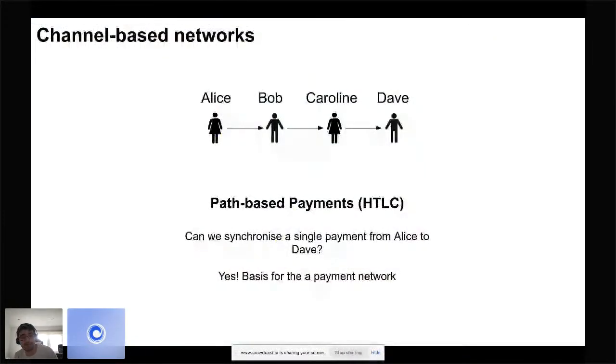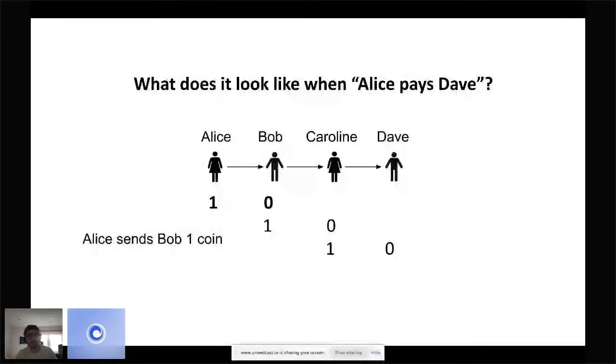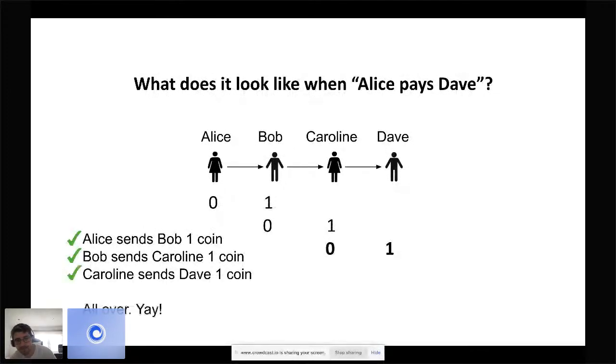And now what's really cool is that if Alice has a channel to Bob, Bob has a channel to Caroline, and Caroline has a channel to Dave, then actually we can do a path-based payment from Alice to Dave. And in a way, what we're doing is we're synchronizing a single payment from Alice to Dave across the network. Such that Alice sends a coin to Bob, Bob sends a coin to Caroline, and Caroline sends the coin to Dave. Then it's all over. And remember, Alice and Dave don't have a payment channel together. Alice has a channel with Bob, Bob has a channel with Caroline, and Caroline has a channel to Dave. But Alice can still pay Dave in a way where no one has to trust each other, and none of the transactions ever hit the blockchain. This all remains in the layer 2 world, off-chain and locally amongst the parties.